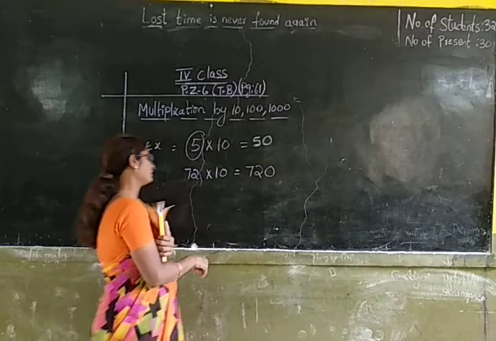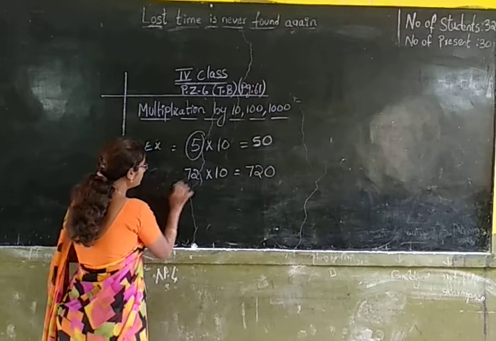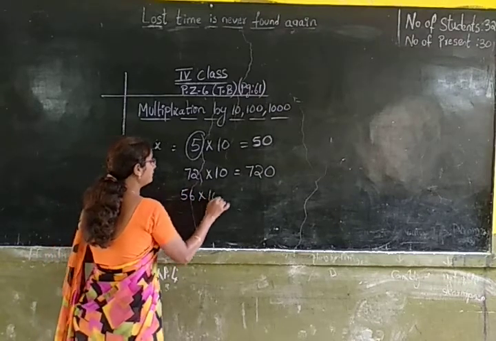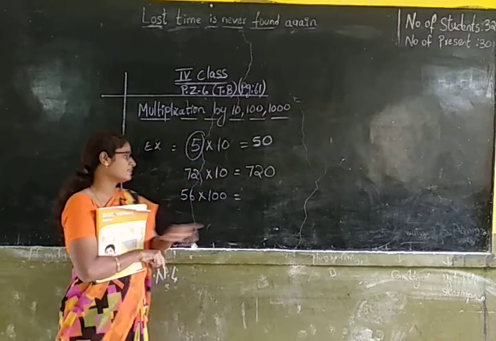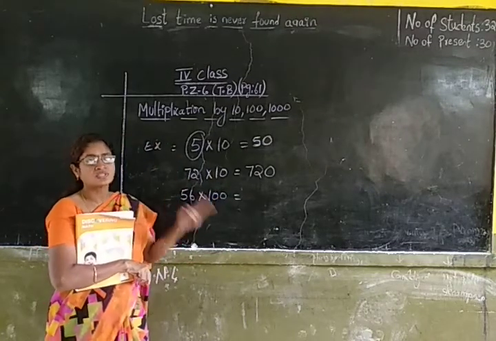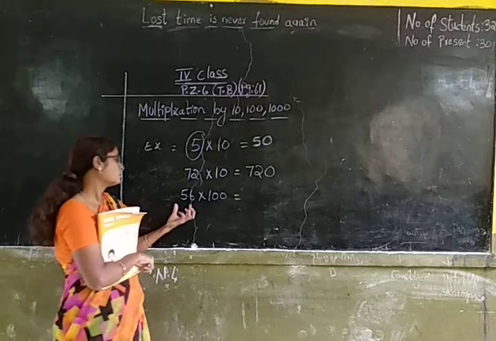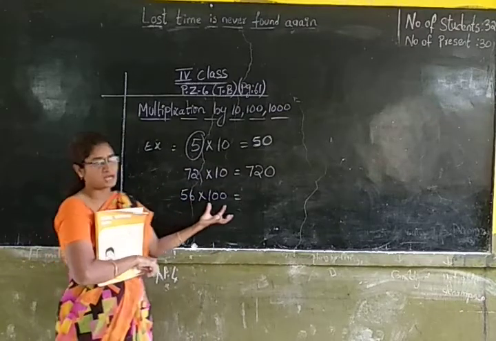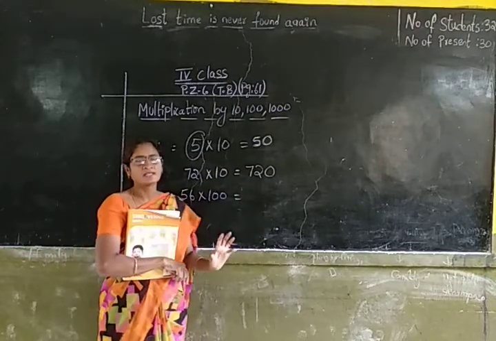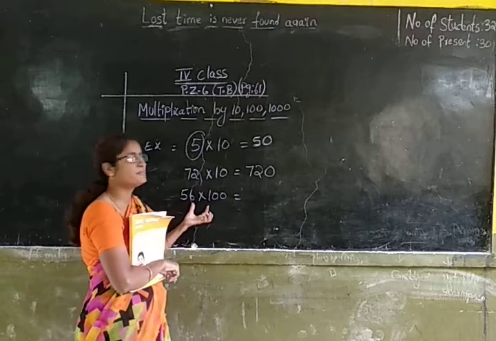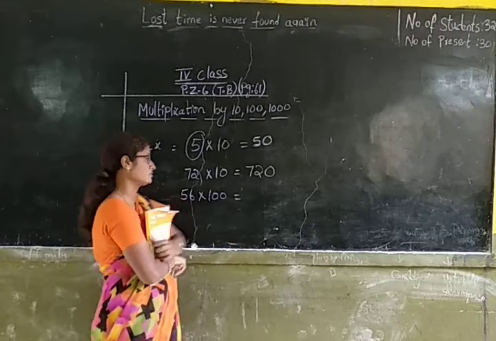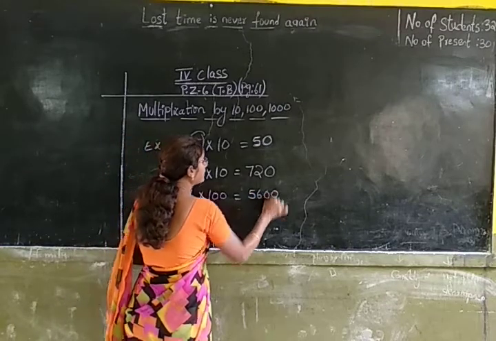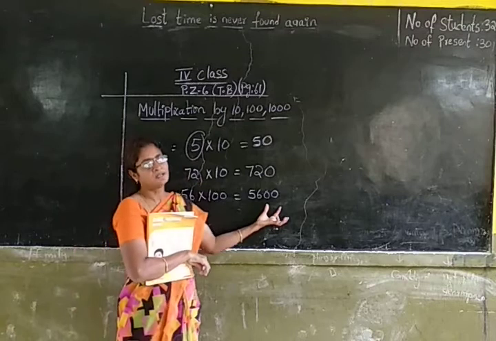Similarly, if you are multiplying the number with 100, suppose 56 into 100, we have to place 2 zeros to the right side of the multiplicand. If you are multiplying the number with 100, we will get the product by placing 2 zeros to the right side of the multiplicand, because 100 is having 2 zeros. So first we have to write the multiplicand, which is 56, and we have to place 2 zeros to the right side of the multiplicand.